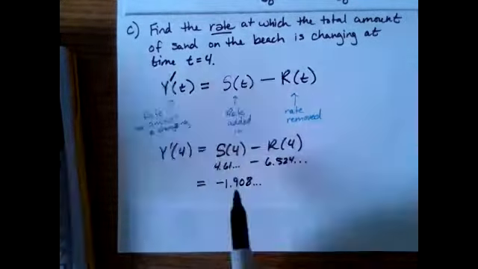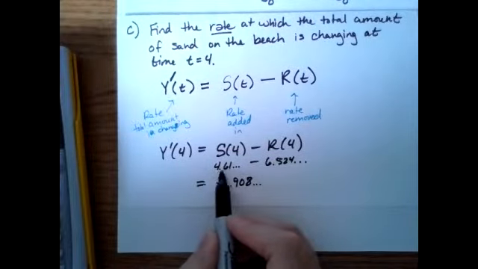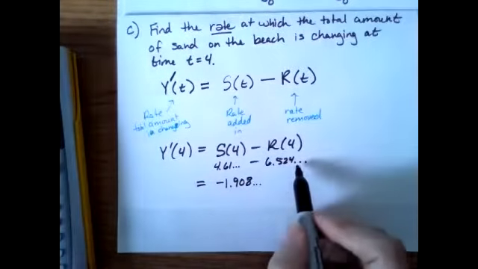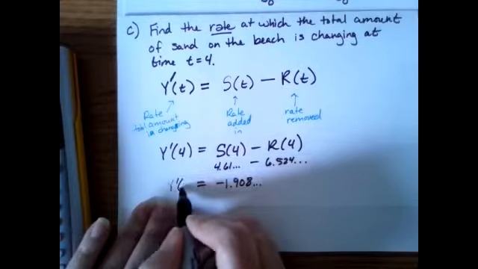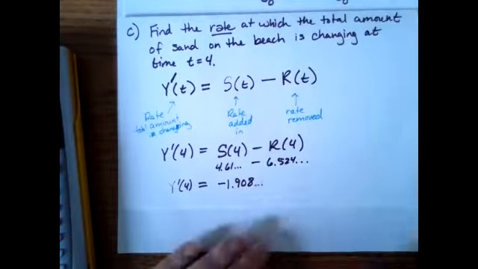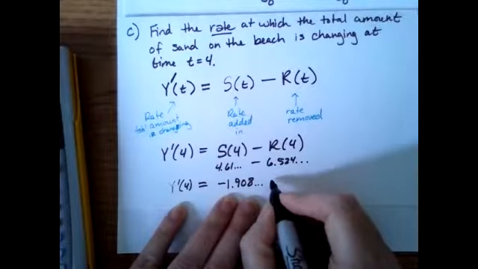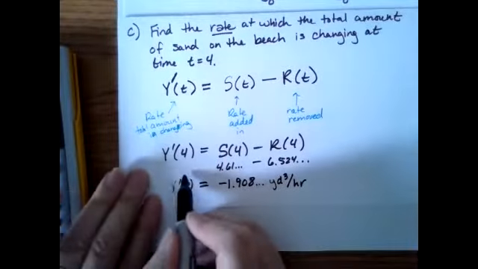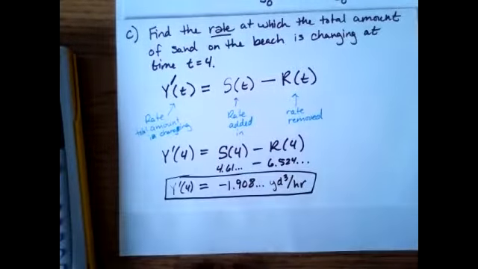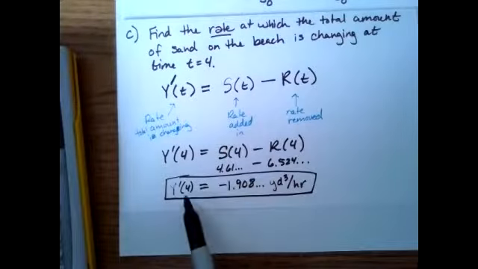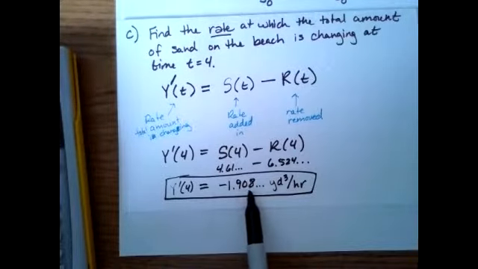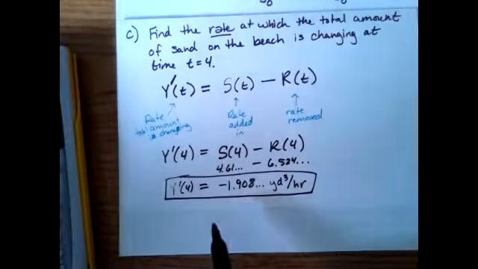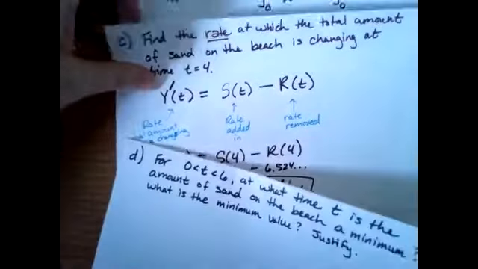All right, so if the sand is being added in at a rate of 4.61 and some change cubic yards per hour, and taken out at this higher rate, 6.5 cubic yards per hour, you can see that the rate of change in the total amount of sand is negative. So the amount of sand on the beach is decreasing at this rate, 1.908 cubic yards per hour. They didn't ask me to interpret that, but that's the interpretation. The rate of change of the sand on the beach is negative 1.908 cubic yards per hour. That means that the sand on the beach is decreasing at this rate. All right, we go to our last one, part D.